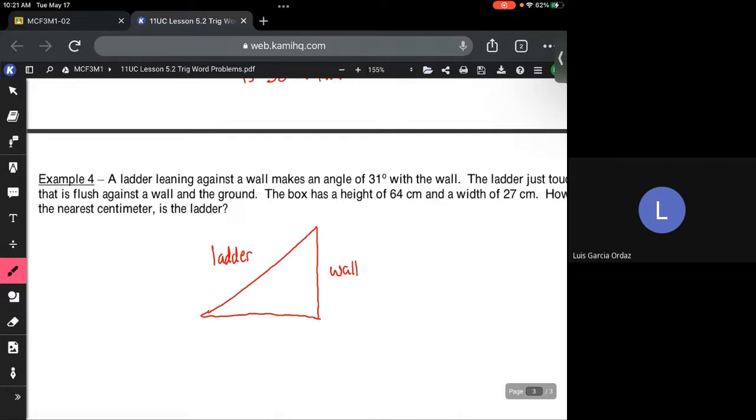So the first piece of information is we have the ladder makes an angle of 31 degrees with the wall. So where's that 31 degrees going to go? At the top. Because it makes an angle of 31 degrees with the wall. So wherever the ladder and the wall meet, it makes an angle of 31 degrees.